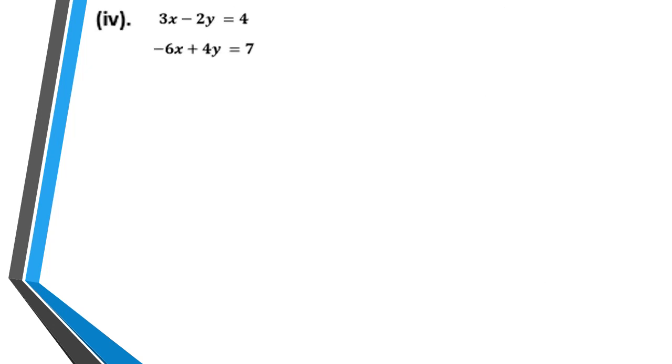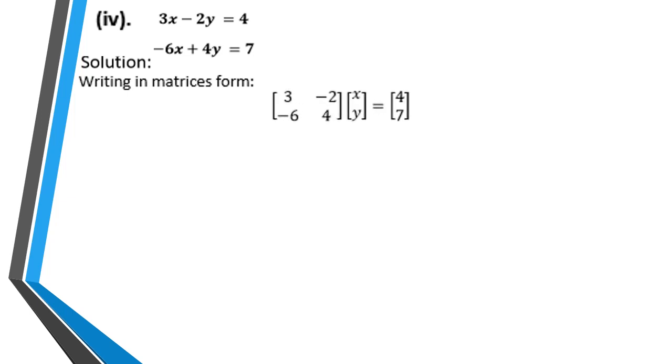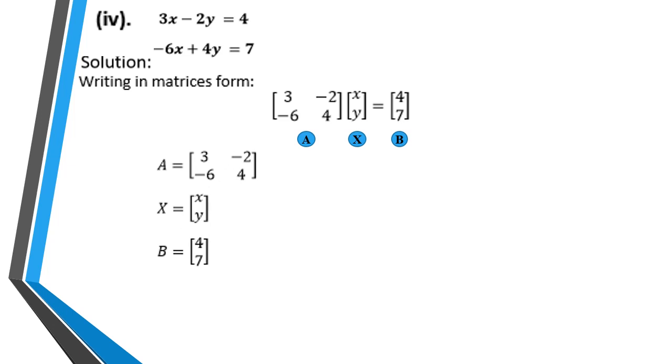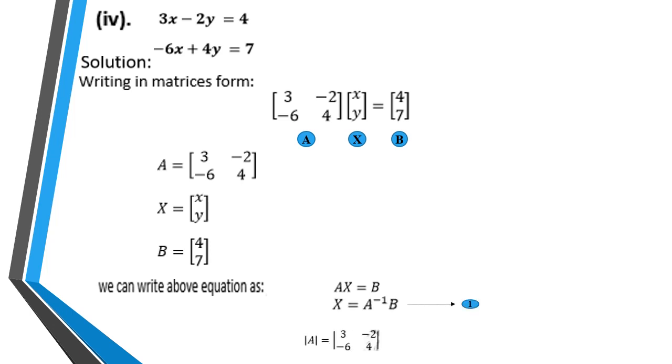Part number 4. 3x minus 2y is equals to 4, minus 6x plus 4y is equals to 7. Now first of all you have to write in the matrix form: 3, minus 2, minus 6, 4. This is the matrix A and the X matrix is x, y, and is equals to 4, 7. This is the matrix B. AX is equals to B. Now you can write the above equation as AX is equals to B, X is equals to A inverse B. This is equation number 1.